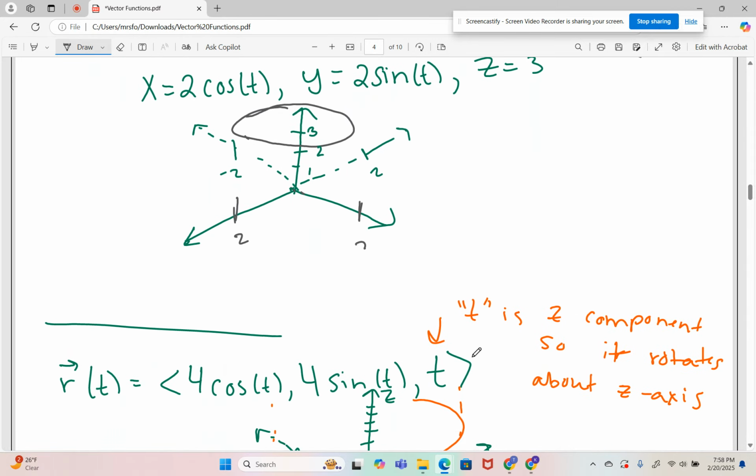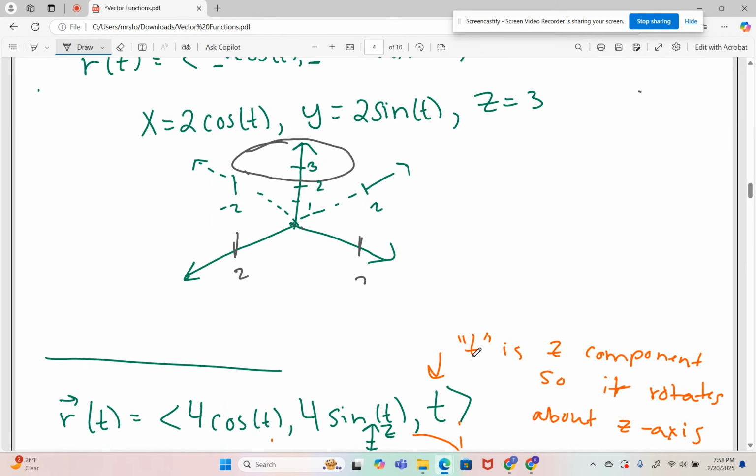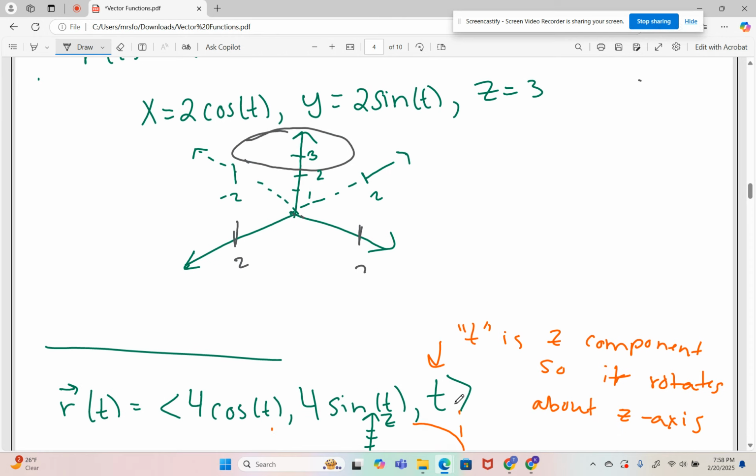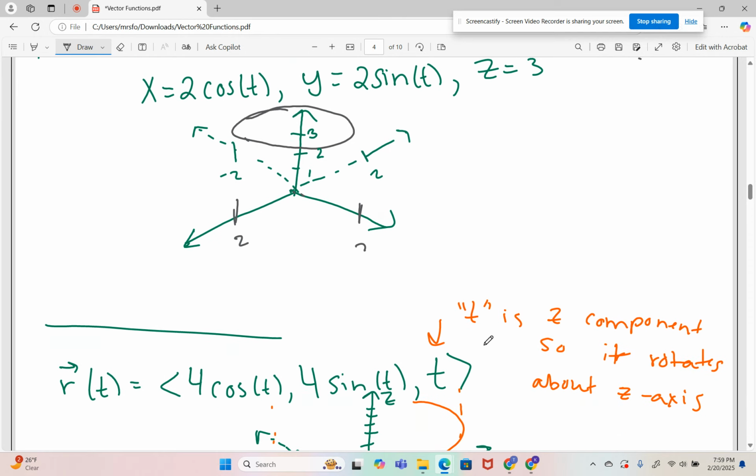Okay, so now let's look at this. R of t, you have 4 cosine t, 4 sine t. You look at that like, ooh, it's a circle. But then you have this t. That's not a constant, so it doesn't tell me a level I'm going to be at. It is a t, so as t changes, the level changes. So it's like spiraling. I call it a helix. Some people just call it a spiral. And it's of radius 4. So t is the z component, so it's going to go around the z axis.